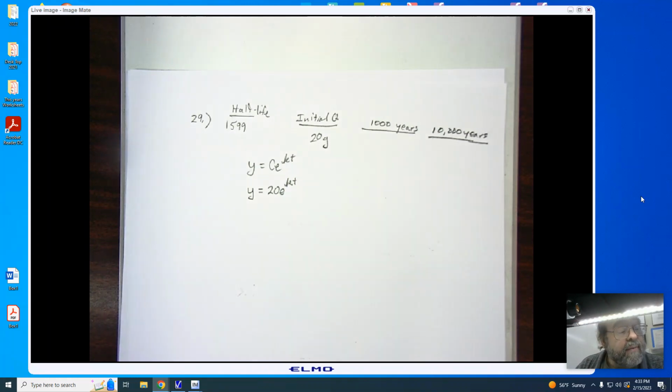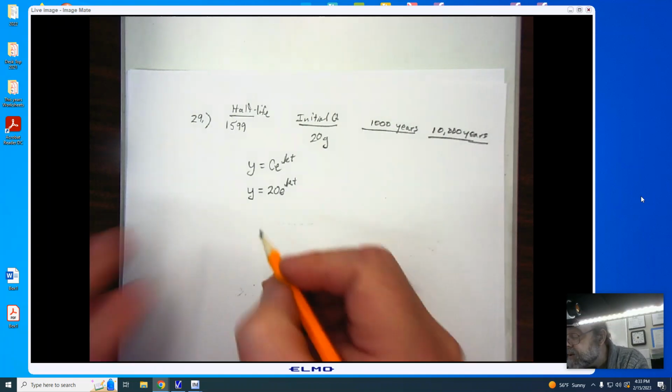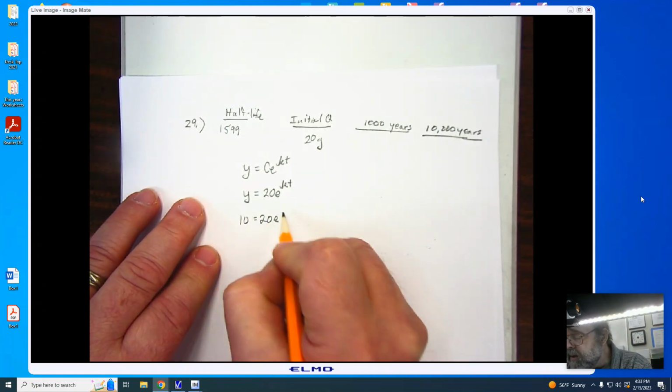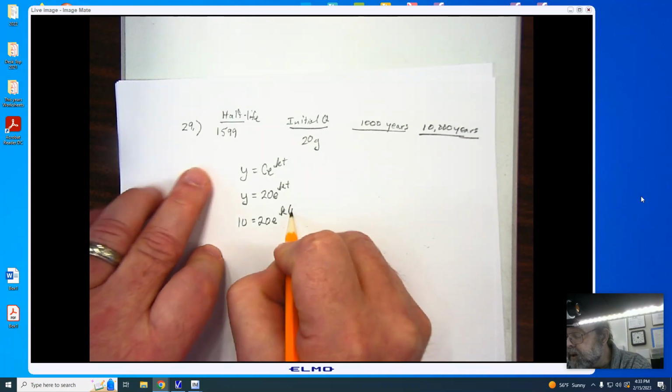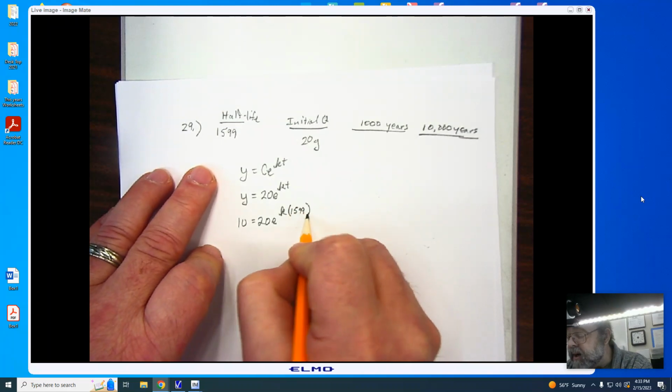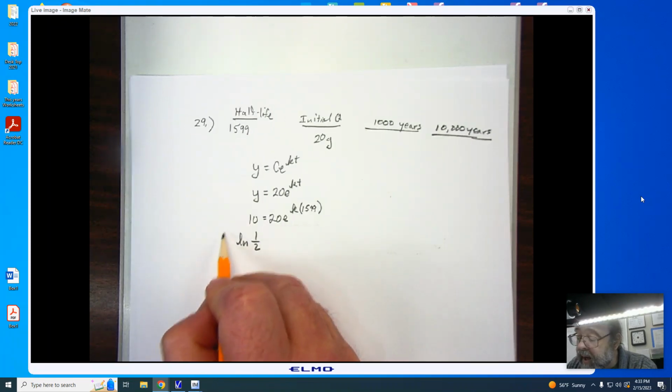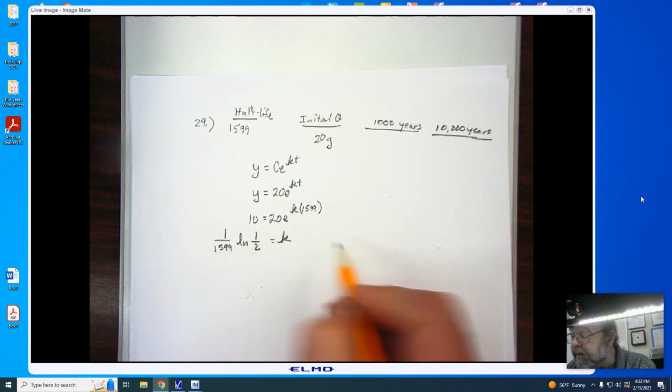Now we have a half-life, and that means that it's going to take a certain amount of time for me to be able to get half of this. So 10 is equal to 20e to the k times 1599 years. I'm now going to divide. I get 1/2 natural log, and I'm dividing by 1599, and that is my k value.